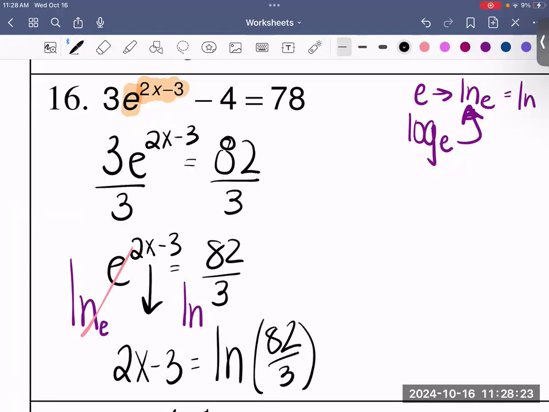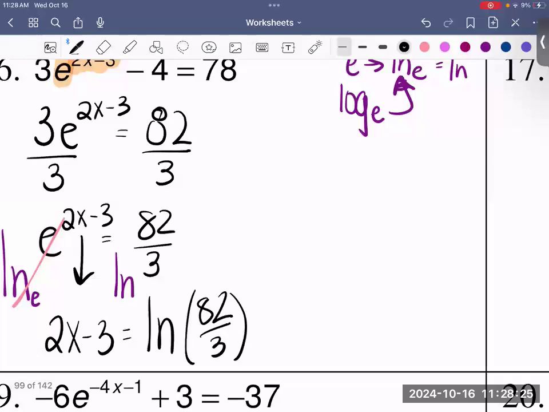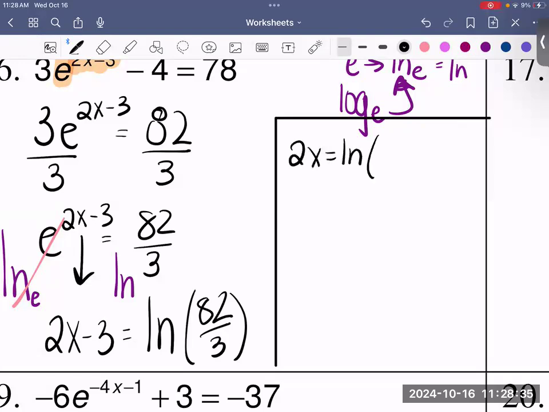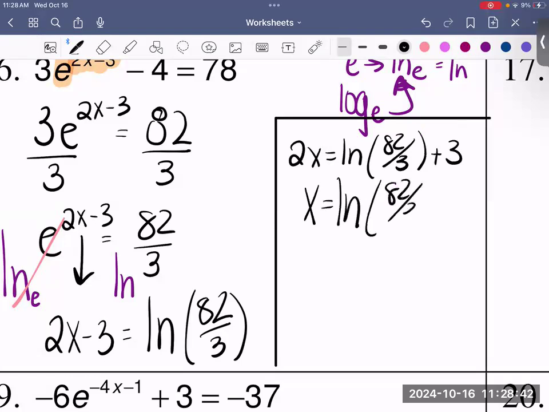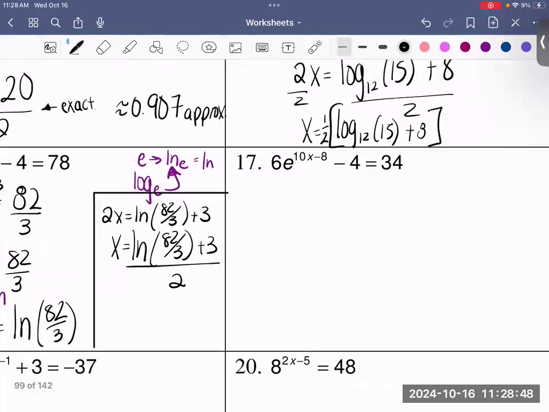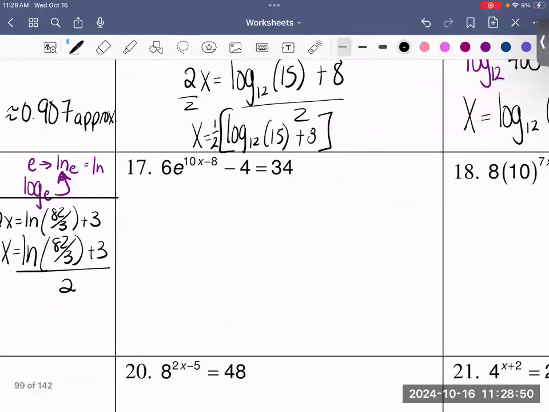82 over 3. So now we can solve for your x value. So you can say 2x is equal to ln of 82 over 3 plus 3. X is equal to ln of 82 over 3 plus 3 all over 2. All right, let's try it again in your next row.